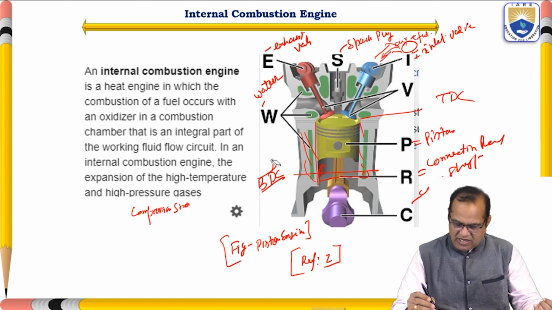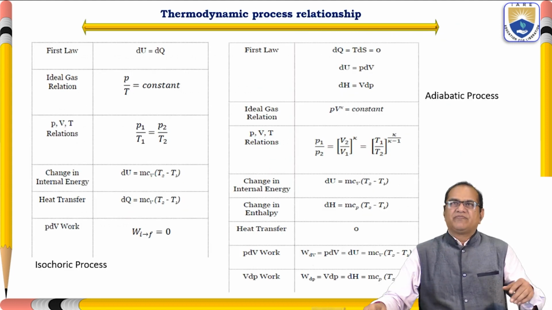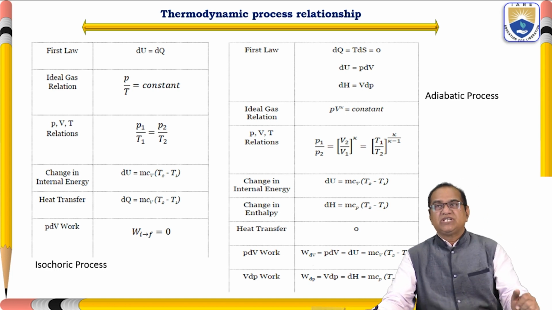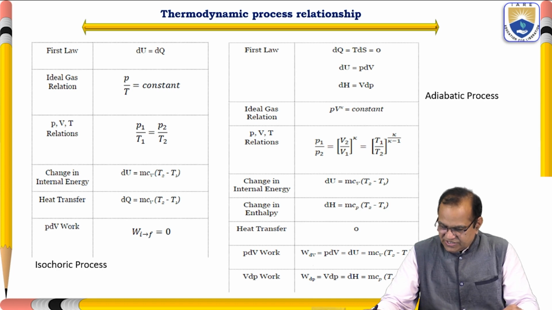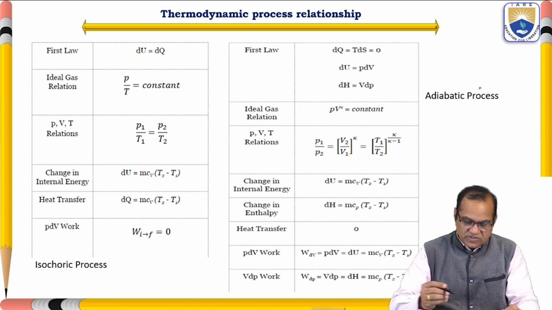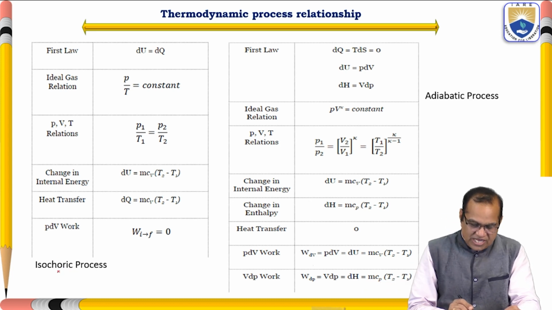So, I am going now for some thermodynamic process relationships that will be used in our next series. So, here we have the adiabatic process, and here we have the isochoric. Isochoric means constant volume.